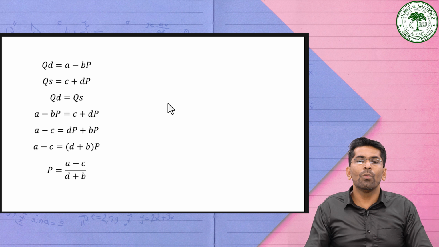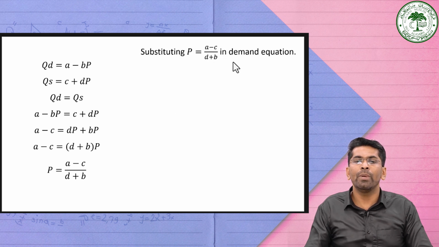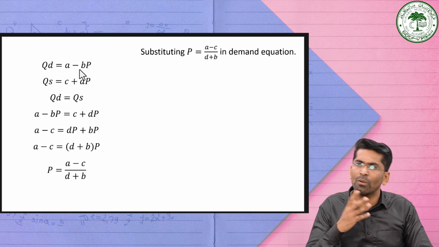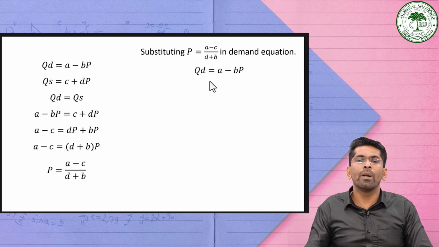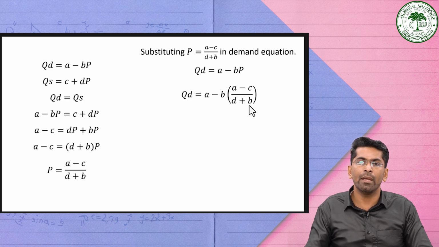Now we can substitute P equals A minus C divided by D plus B into the demand equation. You can substitute in either the demand function or the supply function. We are going to substitute in the demand function. Then quantity demanded is equal to A minus BP. Instead of P, we substitute A minus C divided by D plus B. So it becomes A minus B times A minus C divided by D plus B.